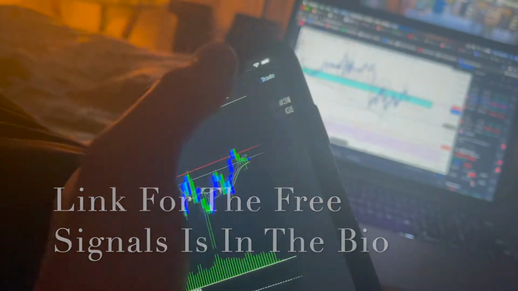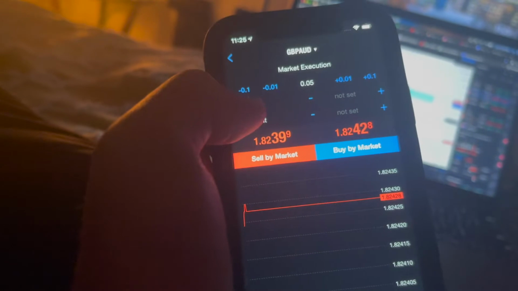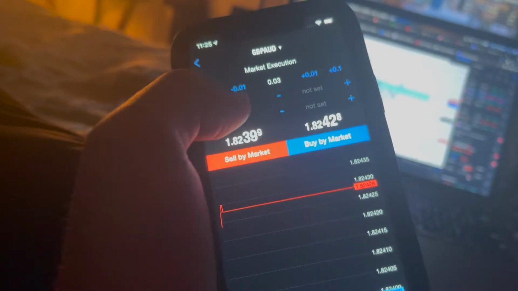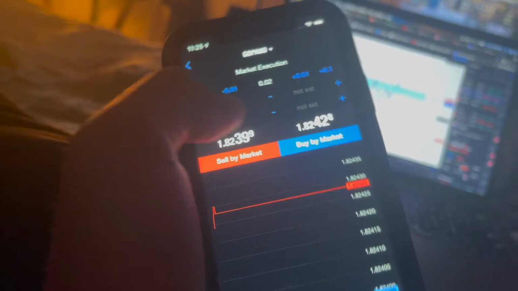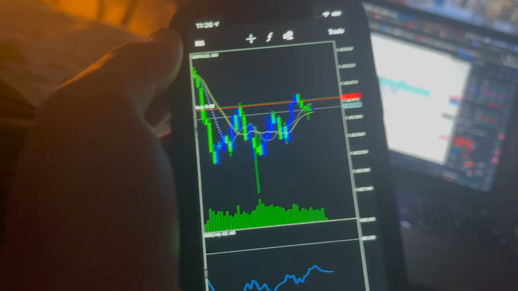Boom. We're also going to do a little smaller lot too, like a 0.02. Let's see. 0.02. Come on. There we go. Boom. We're in. So we got one for take profit 1, one for take profit 2. I will update you guys in a second and tell you how it goes. Peace.